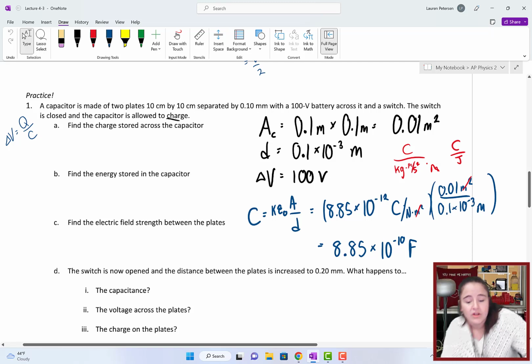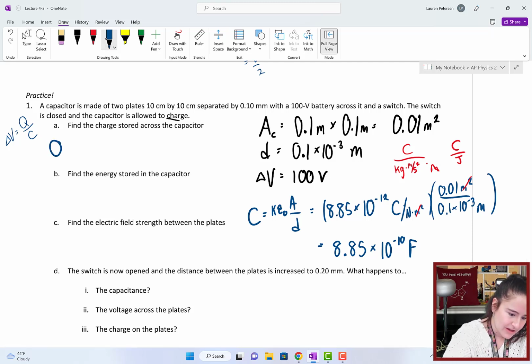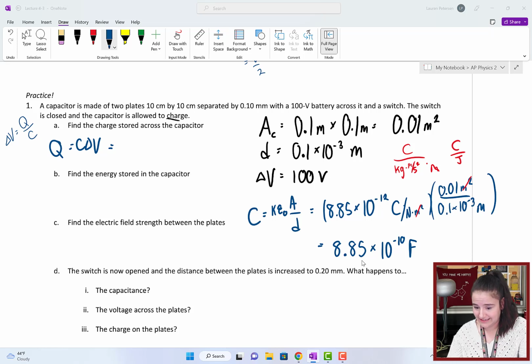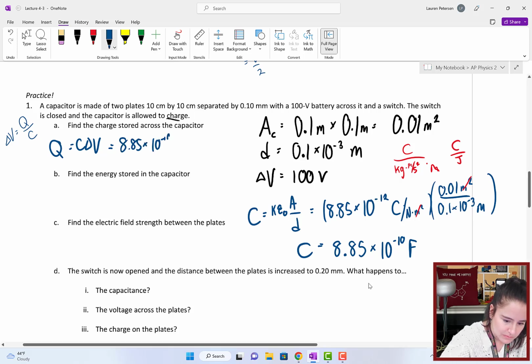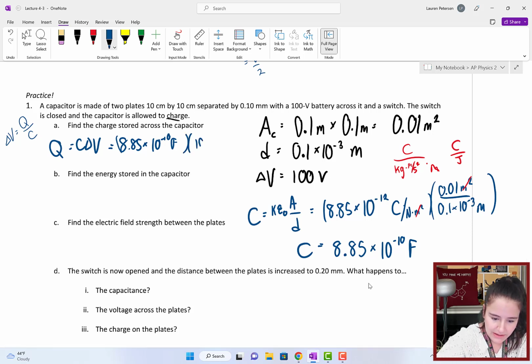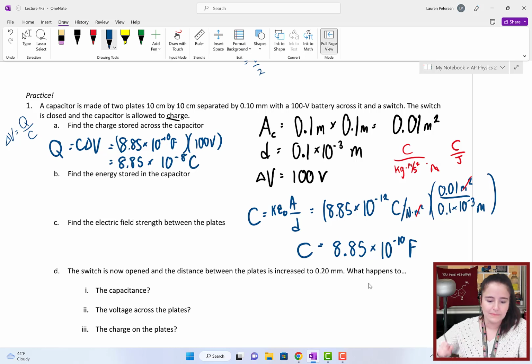Okay. So to find that charge stored on it, we have Q equals C delta V. So we just plug in those numbers. 8.85 times 10 to the negative 10 farads times 100 volts, and that gives us a charge stored of 8.85 times 10 to the negative 8 coulombs.